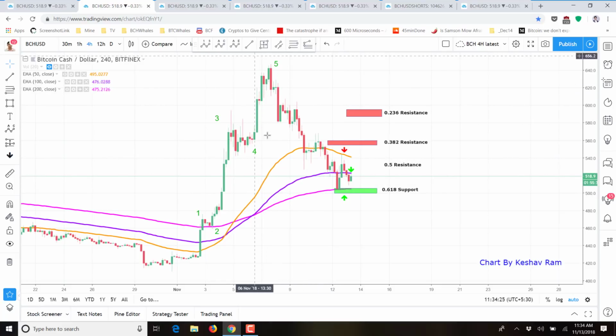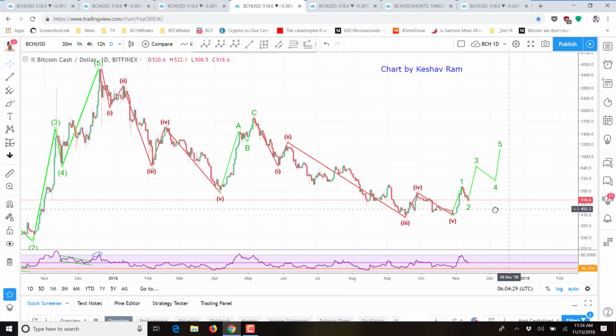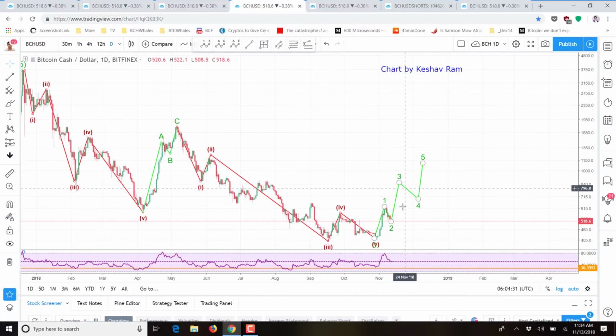And so, what does it mean that the ABC correction is done? It means that we are ready to go for the next level up. So the entire run from $415 to $647, I consider it as first wave, and the current correction I'm considering second wave, and then obviously after second there'll be third, fourth, and fifth.